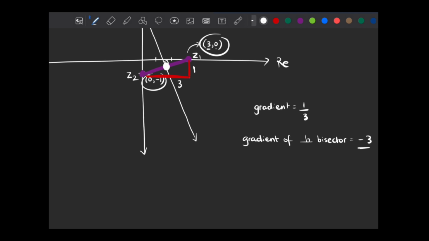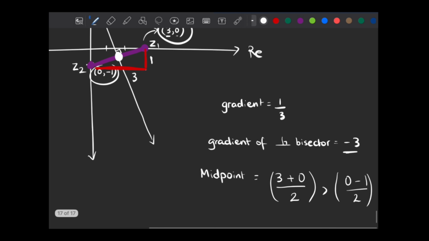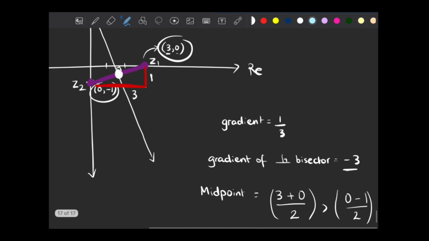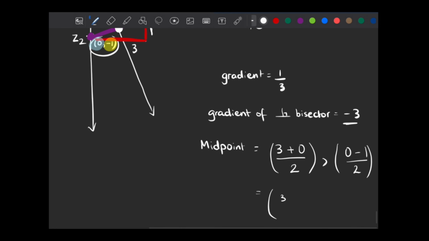So let's find what that midpoint is. To find the midpoint, I'm just going to take the coordinates of z1 and z2 and find the average of their x coordinates, which were 3 and 0, and then find the average of their y coordinates, which were 0 and minus 1. This gives me 3 over 2 and negative 1 over 2. So that tells me the coordinates of the midpoint.